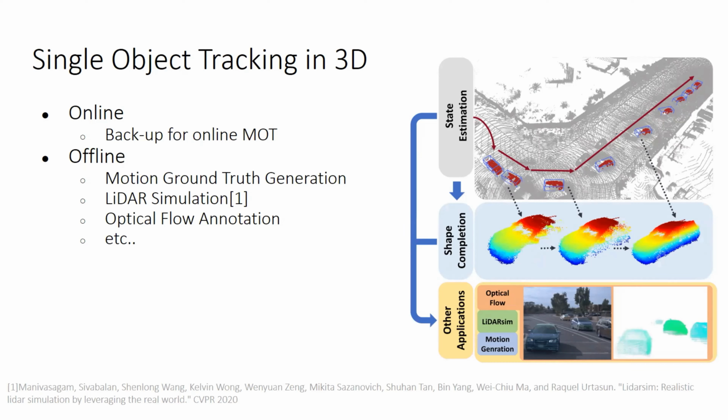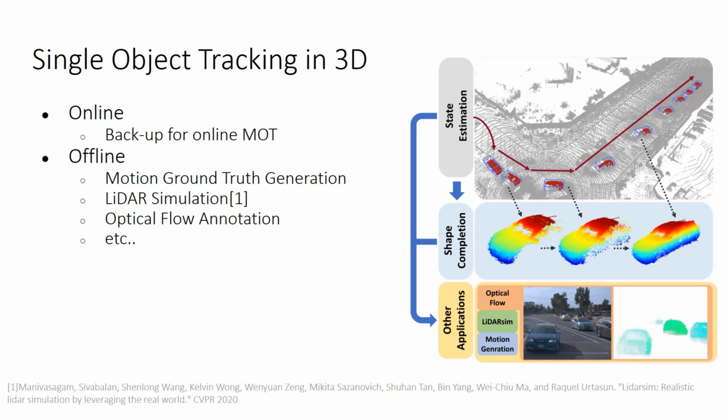For the online part, SOT could serve as a backup for the MOT system, because the MOT system is sensitive to missing detections and incorrect detections. But in certain cases, we want the precision of the tracking system to be close to 1, because that is very important in a closed area. If we miss one target, then we will cause a great danger of a crash.